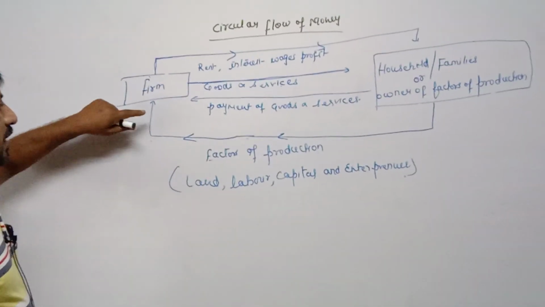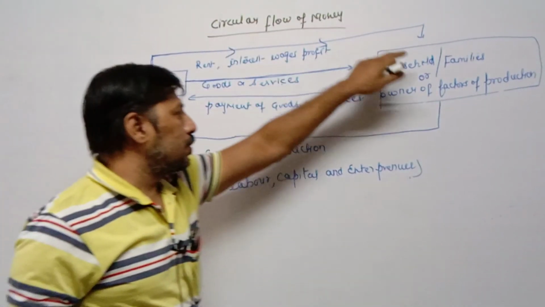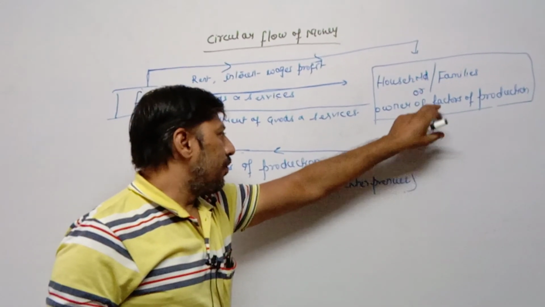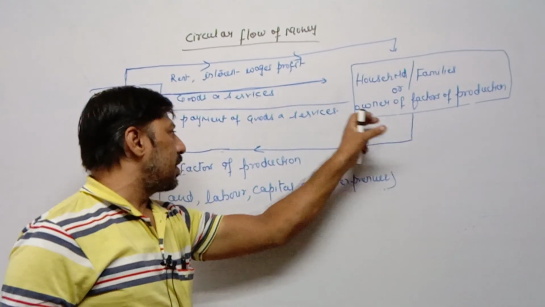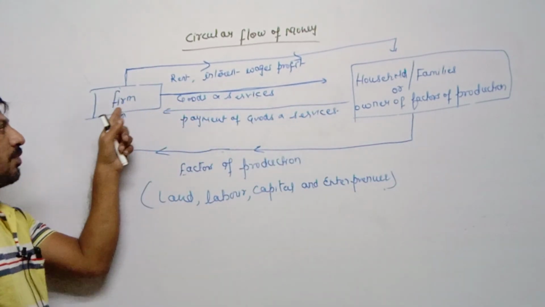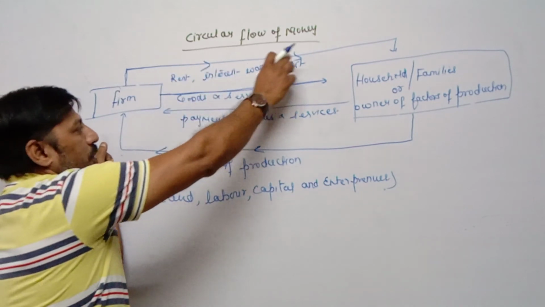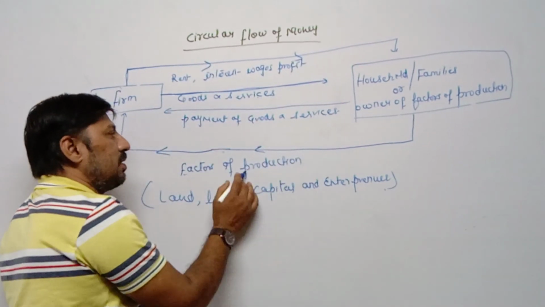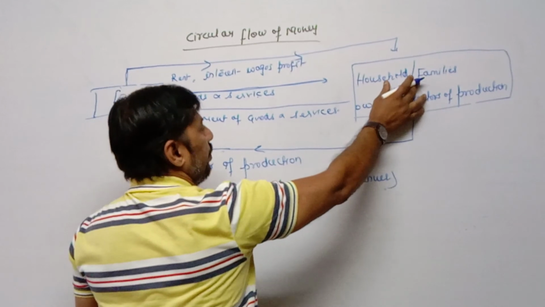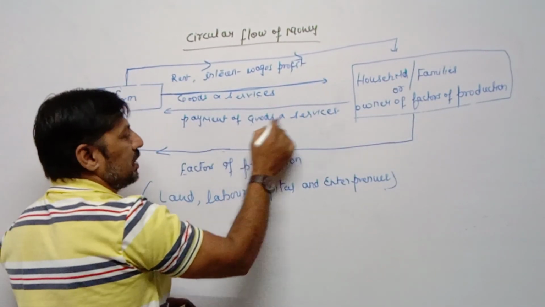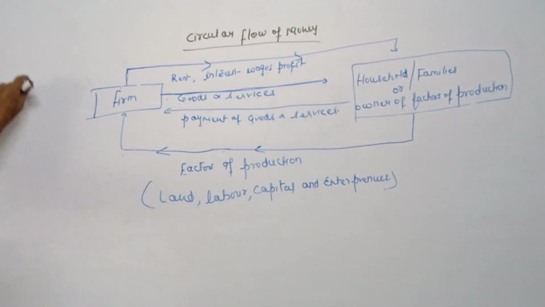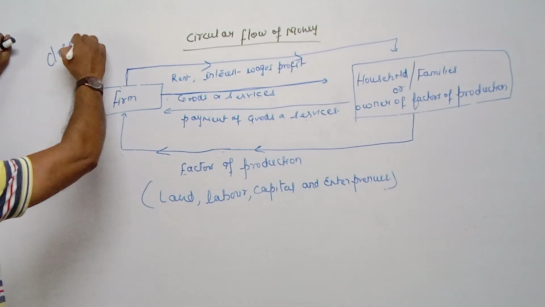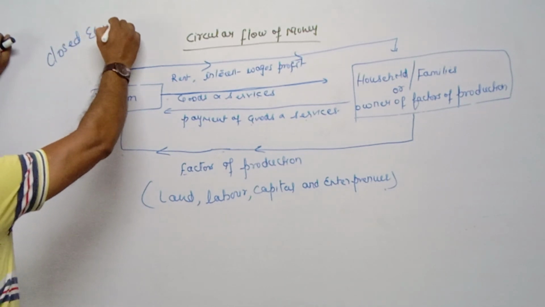So first of all, money flows from firm to household. Then after receiving that money, household is again supplying it to firm. Firm is paying rent, interest, wages and profit for taking factors of production. Then household is making payment for the goods and services which they purchased. This is called circular flow of money. This is an example of closed economy. Practically it does not exist.